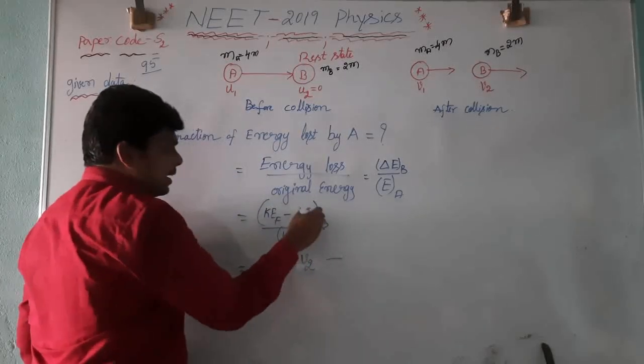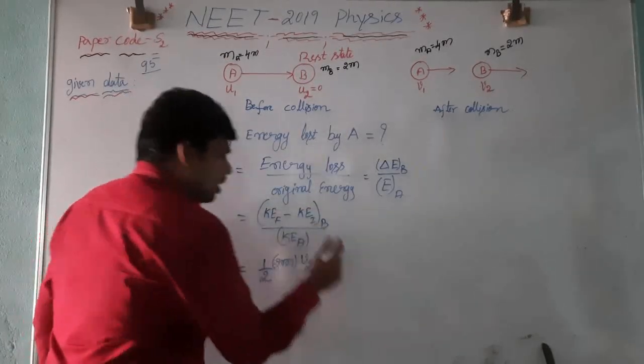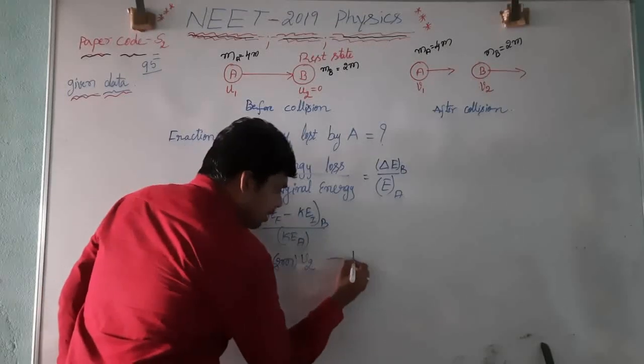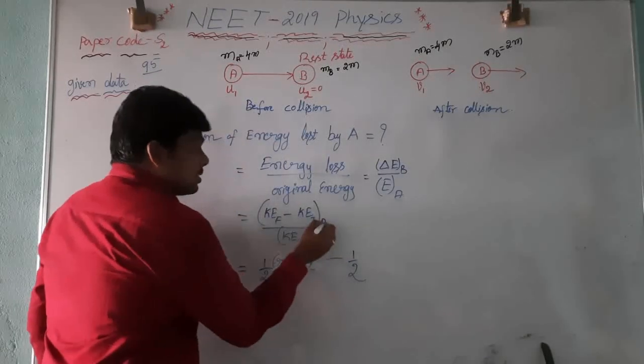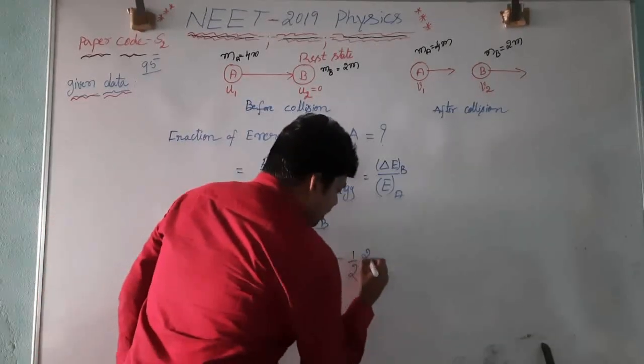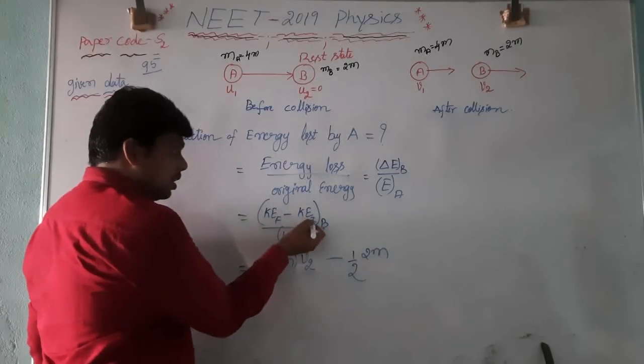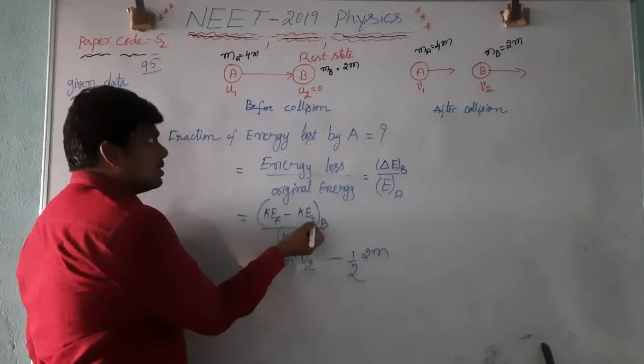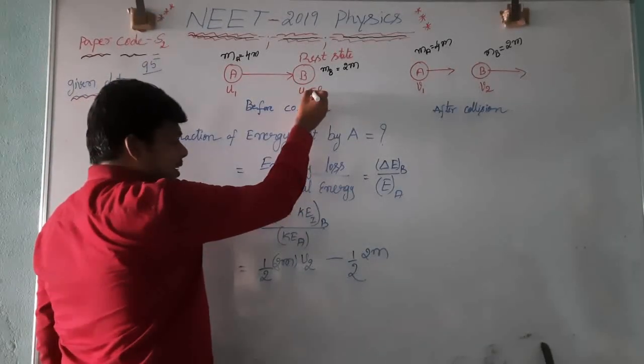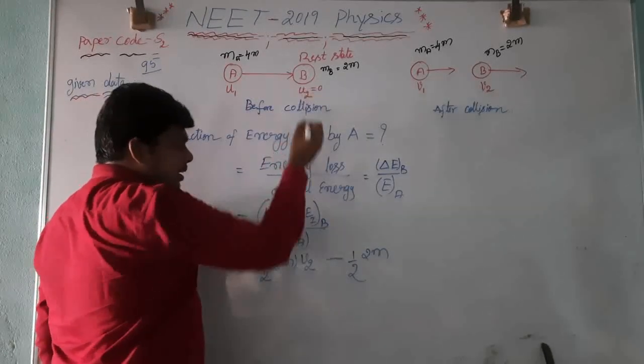Minus the initial kinetic energy, that is again half m v square. Which body have we taken? Body B. What is the mass of body B? That is nothing but 2m only. Initial kinetic energy or final kinetic energy? Initial kinetic energy. Do we take the initial velocity or the final velocity? Initial velocity. What is the initial velocity? u2. What is u2 here? 0.